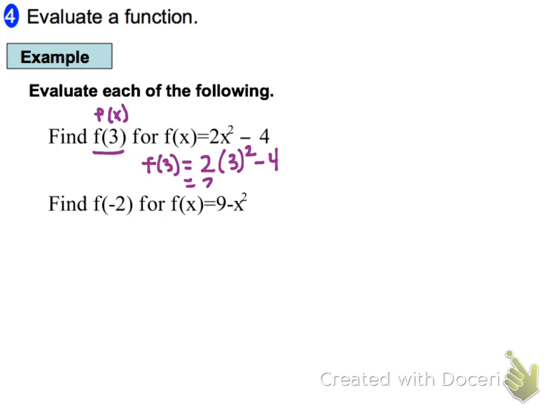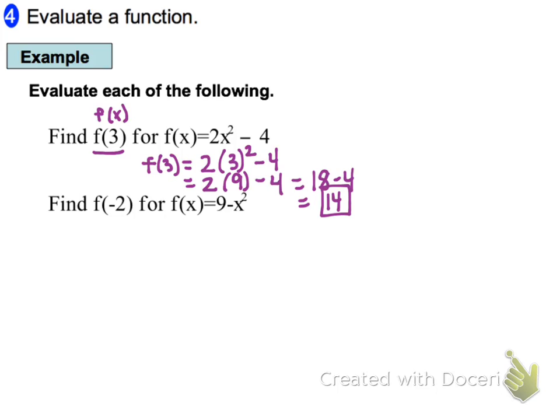When I square the 3, I get 9. So I get 2 times 9 minus 4. 2 times 9 is 18, and 18 minus 4 is 14. So in this case, f of 3 is 14. We'll do the same thing again for the next one.